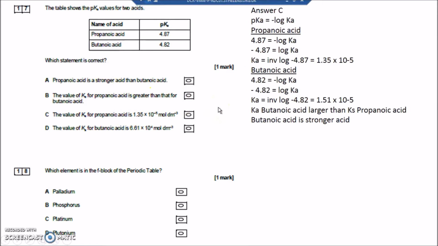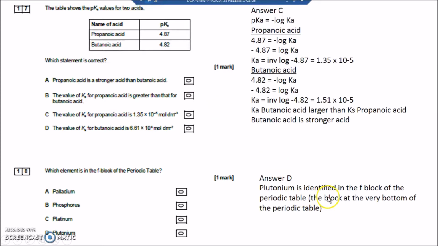Which element is in the F block of the periodic table? So you've got to find the F block, which is at the very bottom of the periodic table, and you'll find that plutonium is in that bottom block called the F block. So that's just identifying plutonium in the F block at the very bottom of the table from your copy of the periodic table. Answer D.